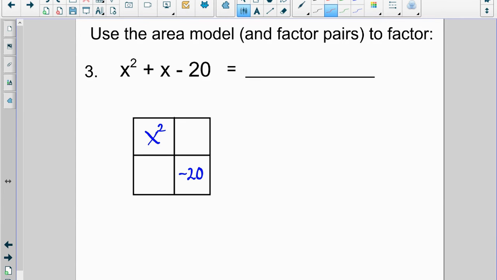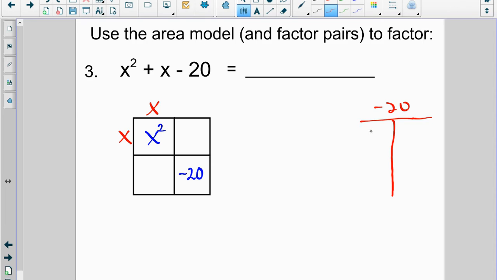So in terms of factoring, I know it has to be an x times x to give me the x squared in the first box. And now I want to try to find what two numbers will multiply up to -20. Well, think about it. How do I multiply two numbers together and get a negative product? The only way that's going to happen is if one number is positive and one number is negative.